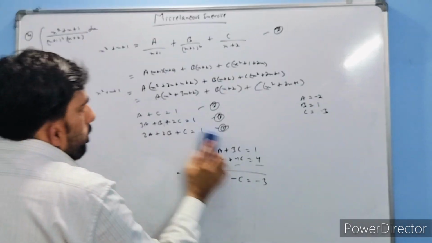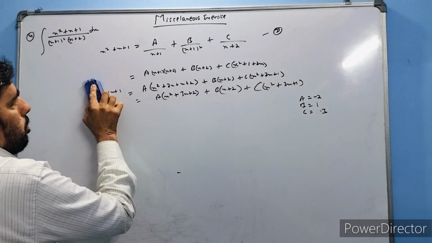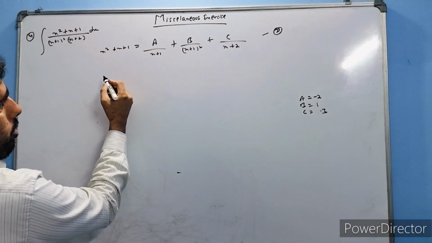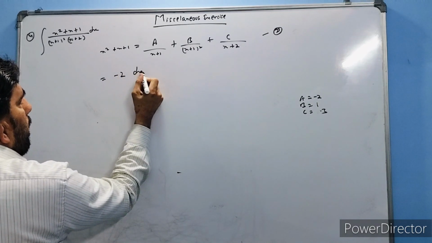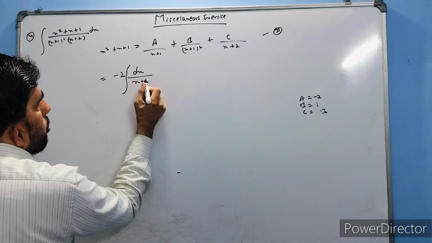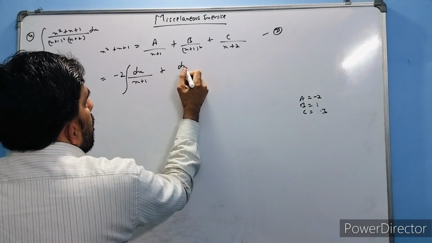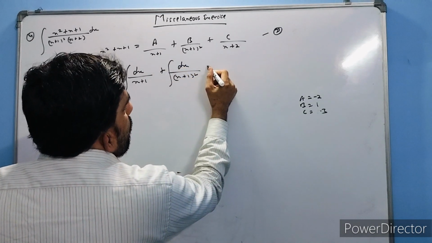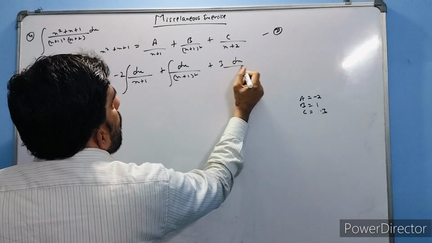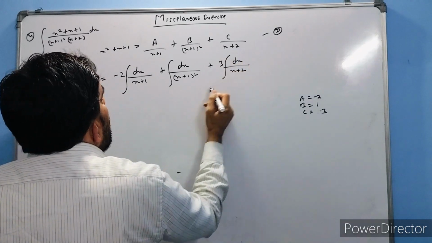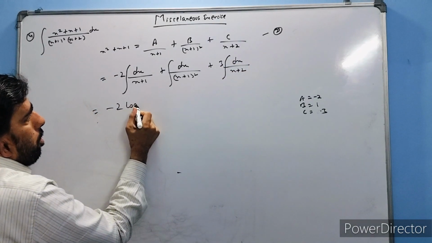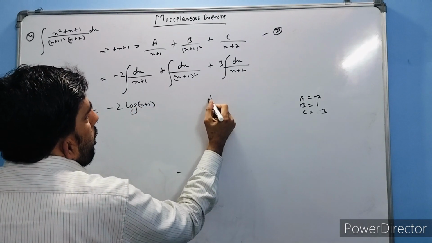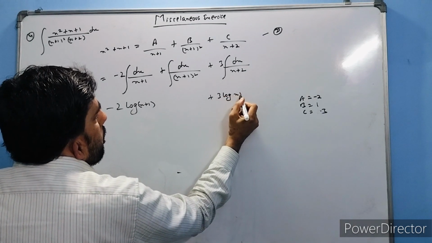So now let us see how we can solve this by using the values we have. We'll put here a as minus 2, so we'll have dx upon x plus 1, b we have 1, so dx upon x plus 1 whole square, plus c we have 3, so we'll have dx upon x plus 2. Now let's try to solve. We got minus 2 log x plus 1. Here I will get plus 3 log x plus 2.